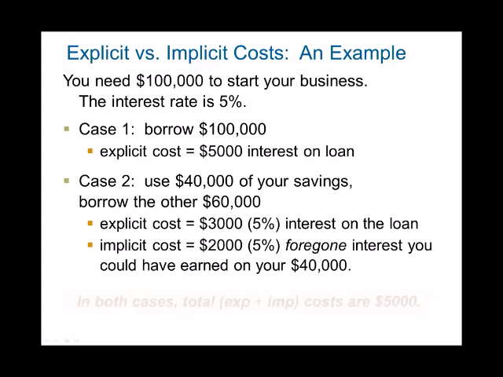So in both cases, the total cost, which is explicit cost plus implicit cost, is $5,000. So in accounting, they would just say, oh, case two is probably better because you're paying less interest. But in economics, we're saying no, they are basically the same thing because you're giving up earning about $2,000 in interest so that you could start your business. So in both cases, we get $5,000.